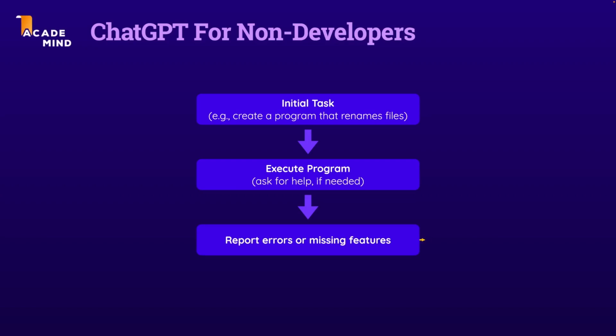And then you basically have this iterative process where you then again try executing the program. And if it works, you're happy. If it does not work, you again report those errors to ChatGPT and you keep on going through that process until you have the working program.